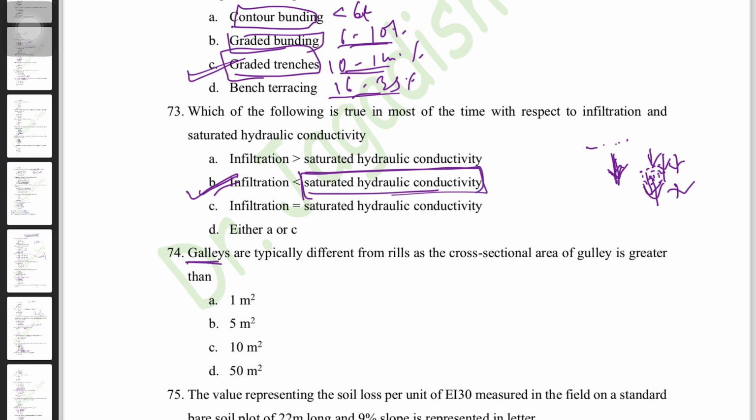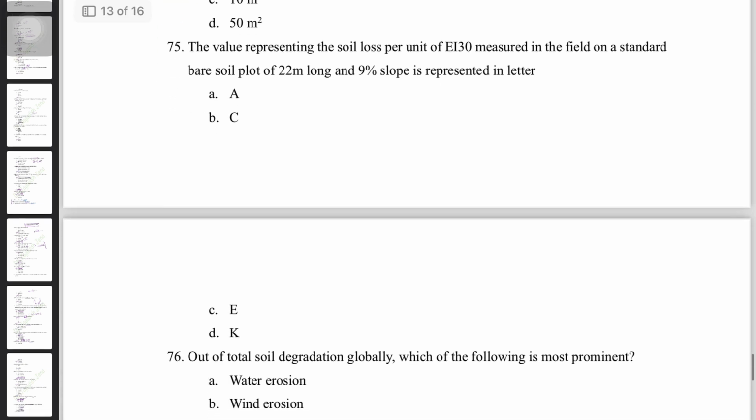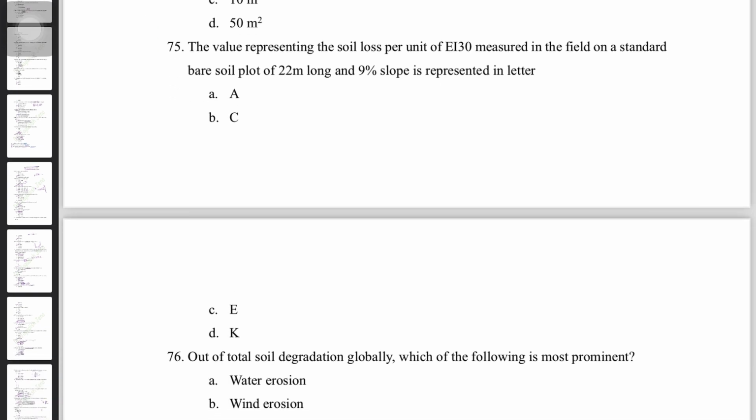Next, okay, this is mistaken. Gullies are typically different from rills as the cross sectional area of a gully is greater than. So what is the difference between rill and gully? Rills are finer, very thin and narrow erosion, but gully is huge. When the cross sectional area is more than 1 meter square, then that is called gully. When the rill becomes larger and the cross sectional area is more than 1 meter square, that is called gully.